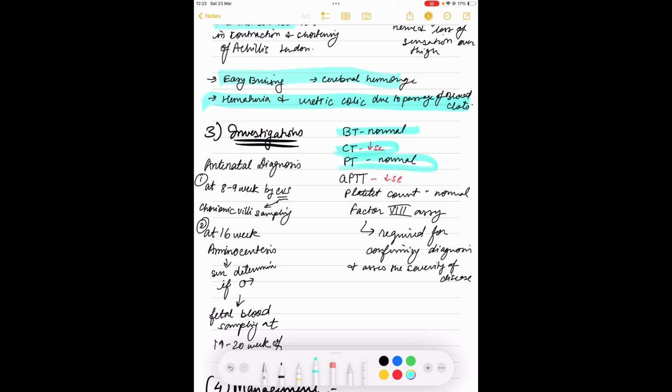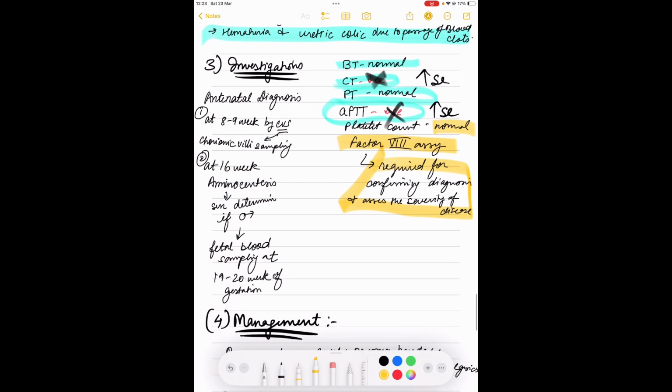PT is going to be normal as it measures the extrinsic pathway, whereas here we have deficiency of factor 8, which is involved in the intrinsic pathway. So APTT is the one that's going to be increased. I'm sorry, here the CT and the APTT are not going to be decreased, instead they're going to be increased. They'll take more time than normal. The platelet counts are going to be normal, and the factor 8 assay should be done to get a confirmatory diagnosis and also assess the severity of disease in the patients.